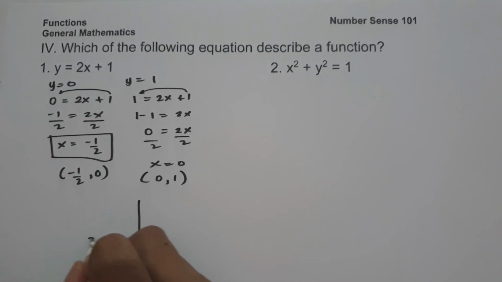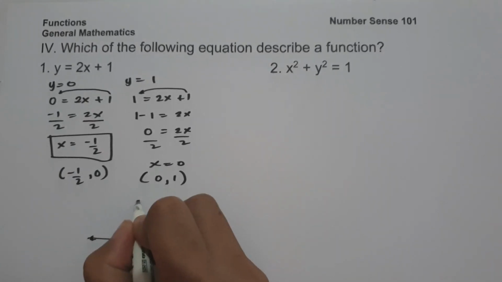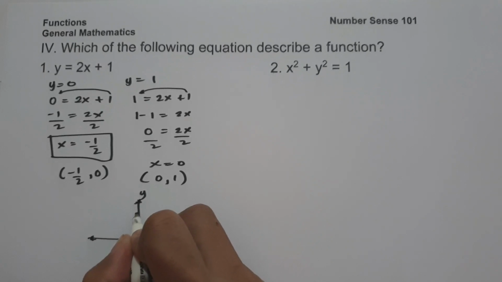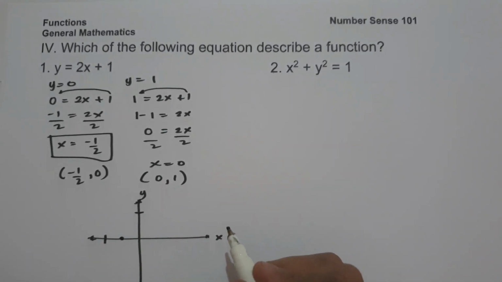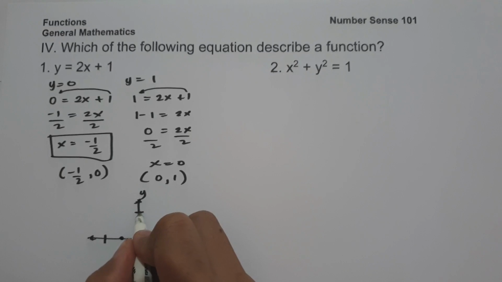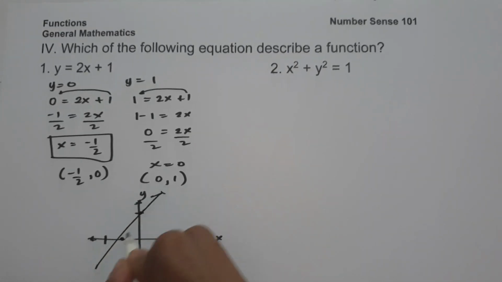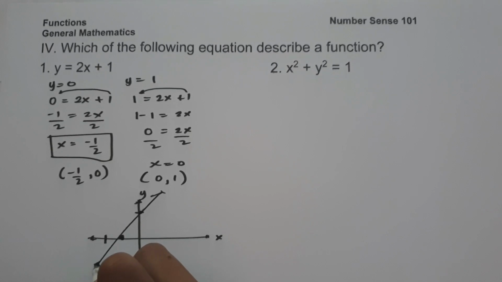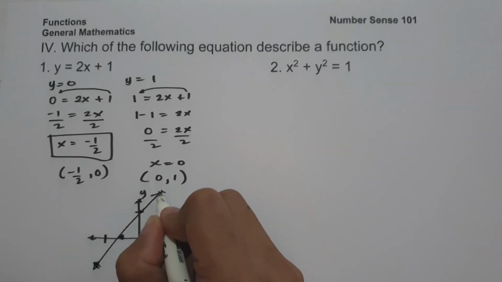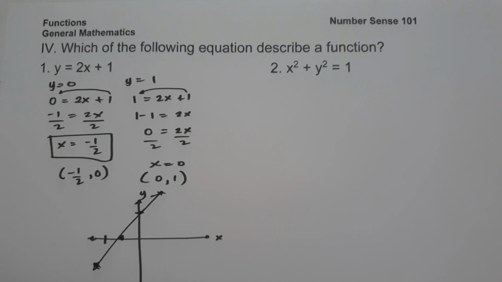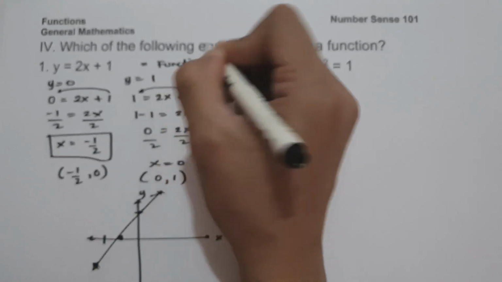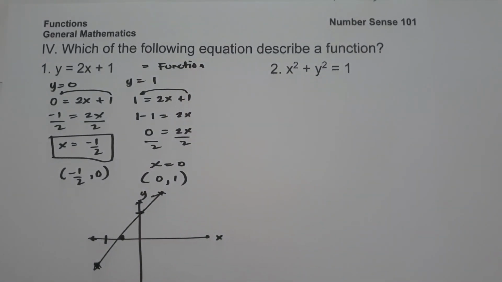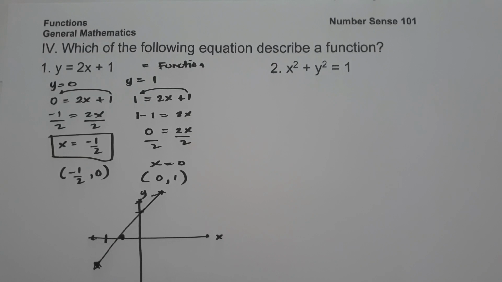So if we are going to graph this one, let us have the x and y axes. So this is positive 1 and this is negative 1. So let us have negative 1/2 comma 0 and 0 comma 1. That is here. And if we continue this line, we are going to have a straight line. And as you can see, our graph intersects the vertical line once. So our equation is a function.